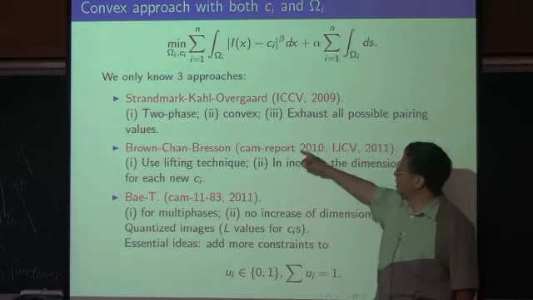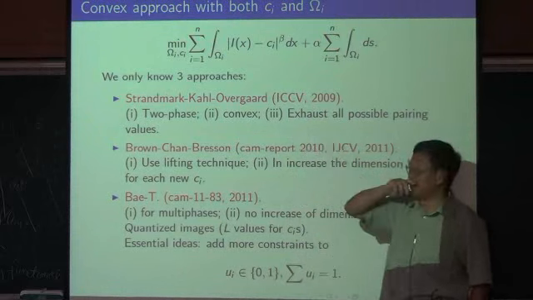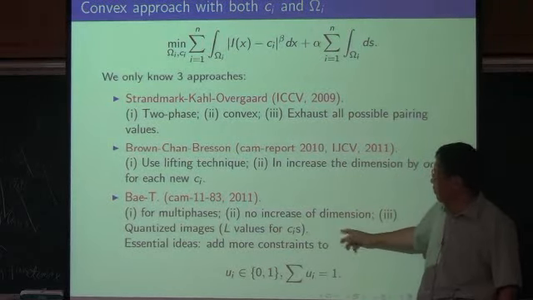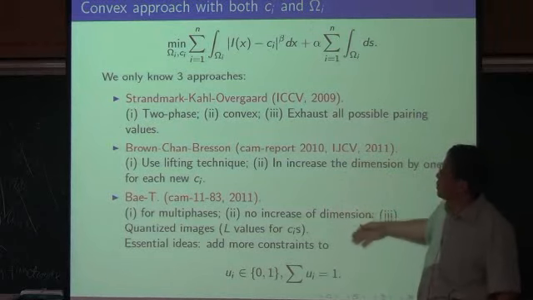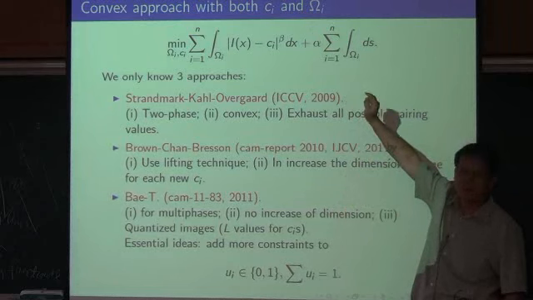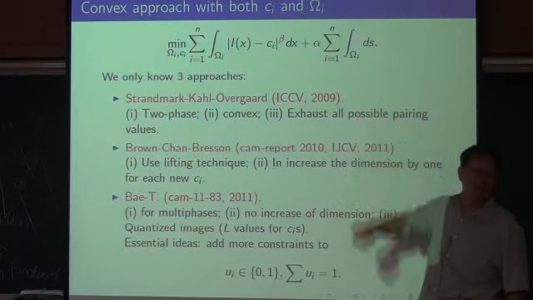Here they are using lifting. Lifting is very related. Here we even use another approach. So those are three approaches. So you can convexify the problem when both Ci and omega, when both of them are unknown.